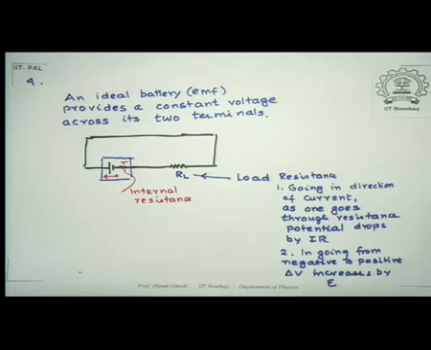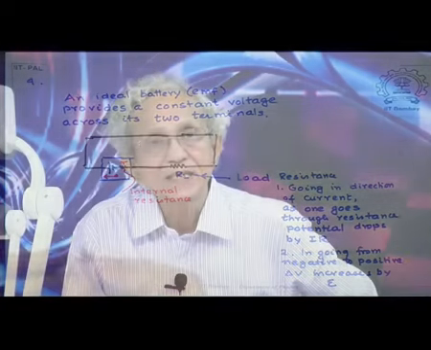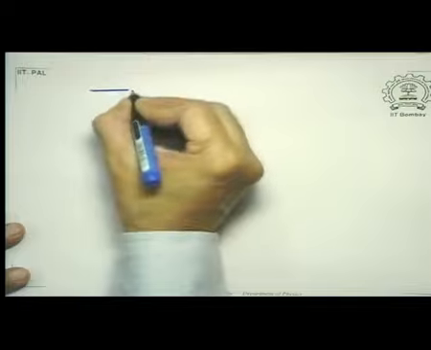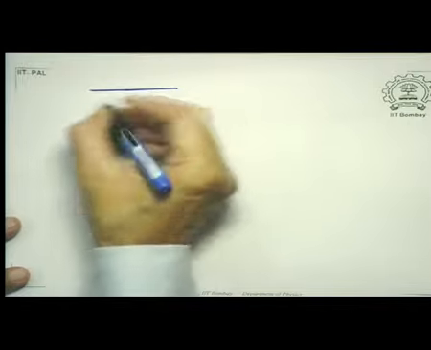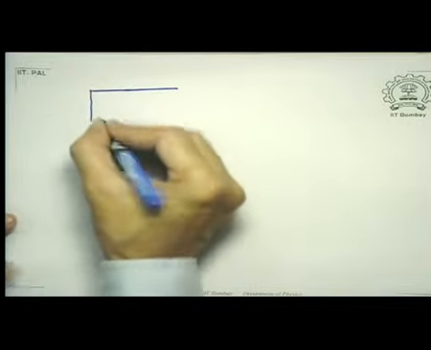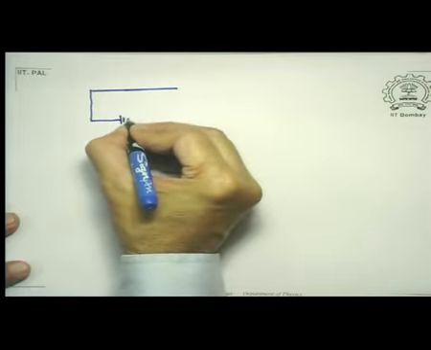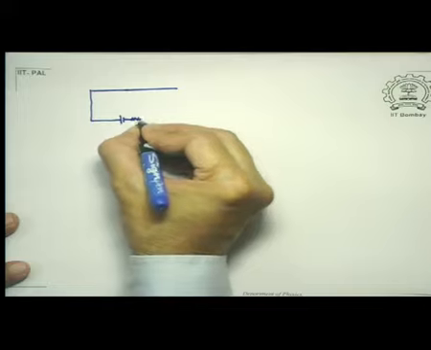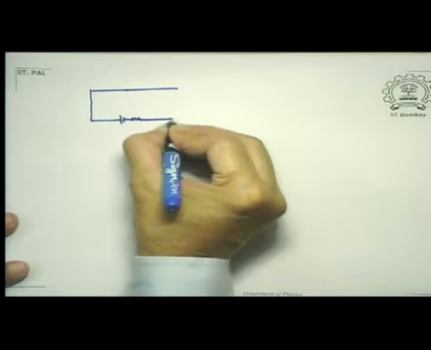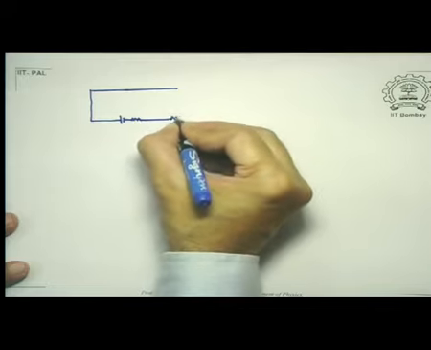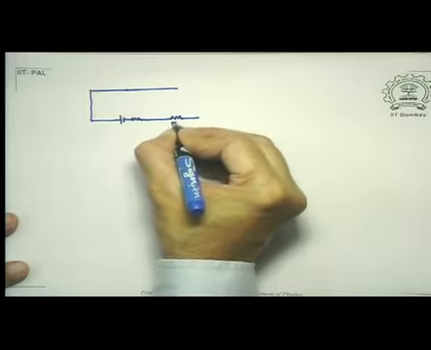Okay, with that idea, let us try to see how the potential varies in this case. Let us look at the following circuit. So I have a battery here, and this represents its internal resistance, and a load resistance which I will write as RL.